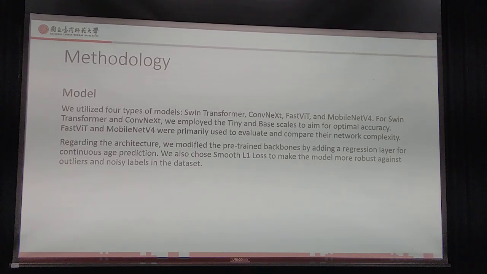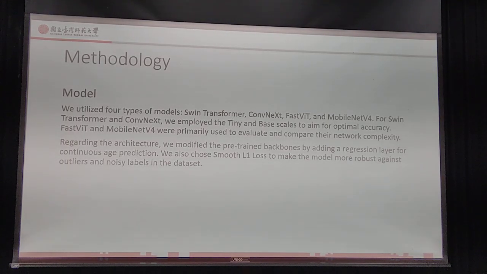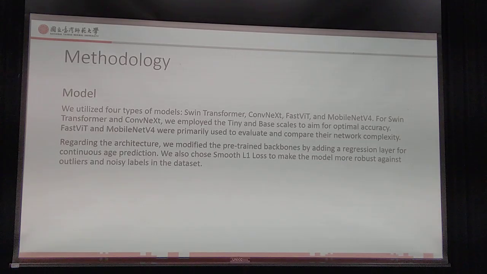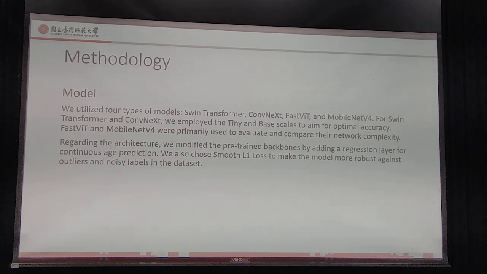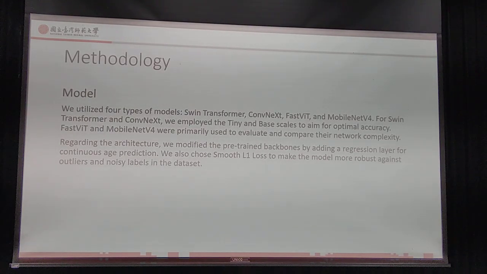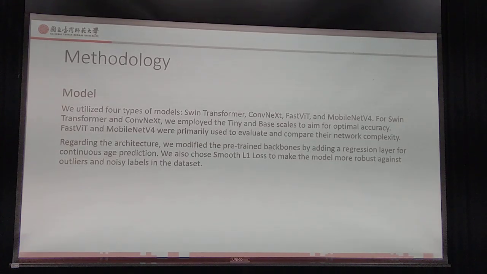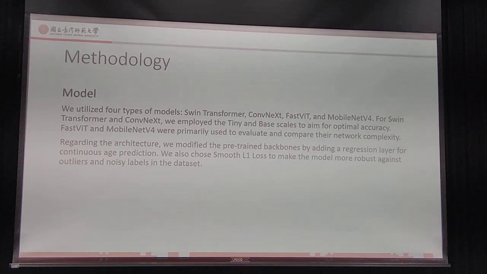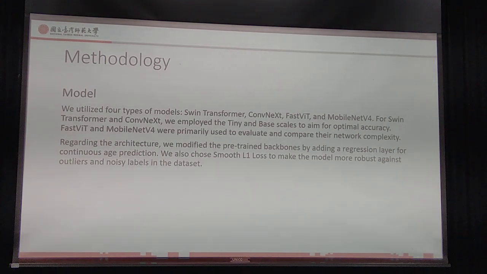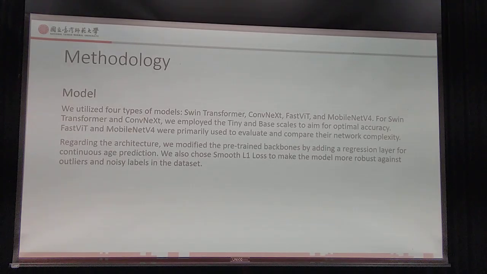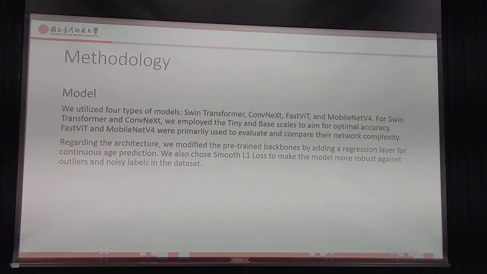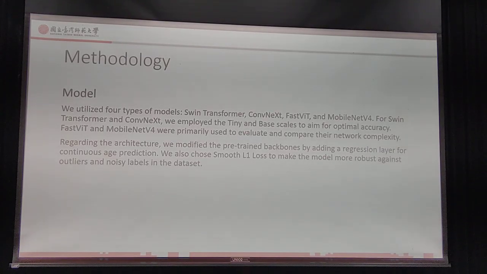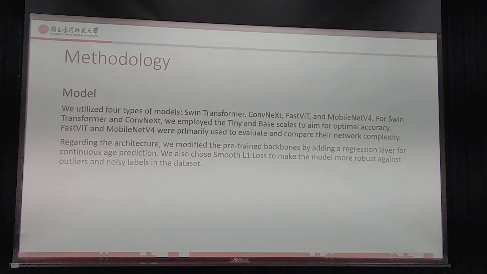Methodology. We utilize 4 types of models: Swin Transformer, ConvNeXt, FastViT, and MobileNetV4. For Swin Transformer and ConvNeXt, we employ the tiny and base scales to aim for optimal accuracy. FastViT and MobileNetV4 were primarily used to evaluate and compare their network complexity. Regarding their architecture, we modify the pre-trained backbones by adding a regression layer for continuous age prediction. We also choose smooth L1 loss to make the model more robust against outliers and noise in the dataset.